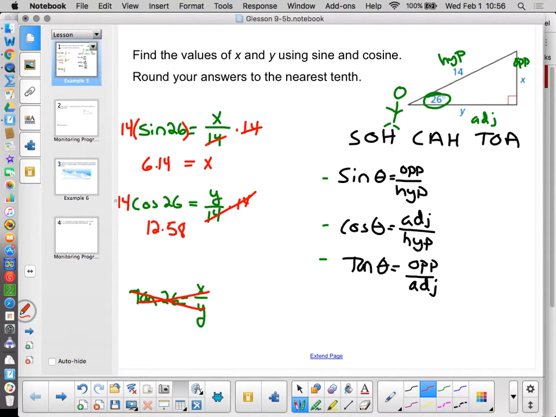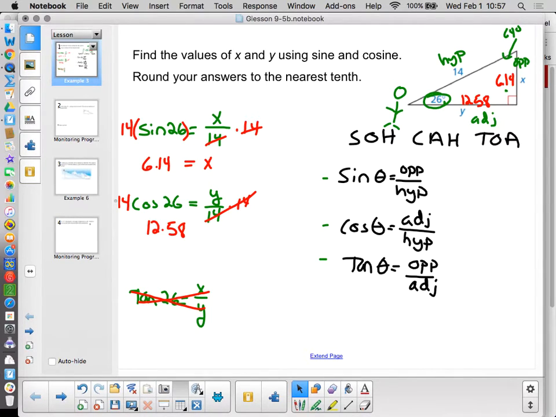Now the magic test. Do my numbers make sense? I got that this side is 6.14 and this side is 12.58. Is the shortest side across from the smallest angle? And the answer is yes. 26 is my smallest angle. This is my shortest side. That is correct. 12.58 is much larger than 6.14, and this angle up here in the corner is also much larger. In fact, that's 64 degrees. We know because 26 plus 64 plus 90 is 180. So it makes sense that the 12.58 is much larger, but it's not bigger than the hypotenuse, which has to be the biggest side. So everything makes perfect sense. It looks like we're in good shape. And that's how we set these up.